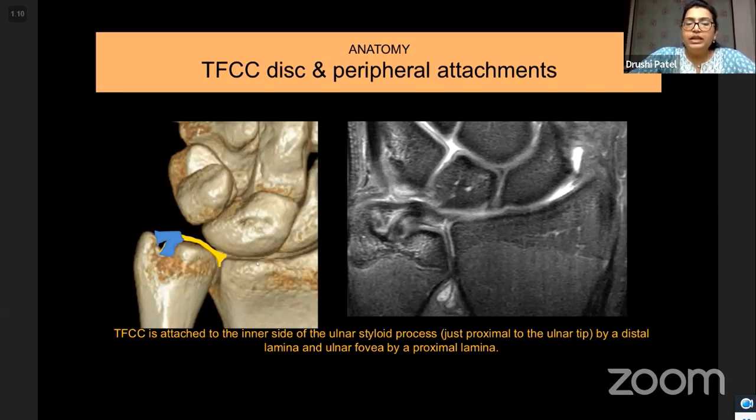Also, it is possible that because of the position of the wrist, you may not be able to identify the ulnar styloid and foveal attachment in one particular image. And therefore, you have to scroll through the subsequent images to see that from the level of the disc, it goes and attaches to the ulnar styloid and then into the fovea, both the attachments. So that's the foveal attachment and ulnar styloid attachment, and the loose connective tissue in between.